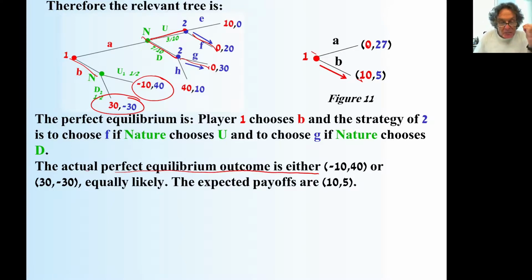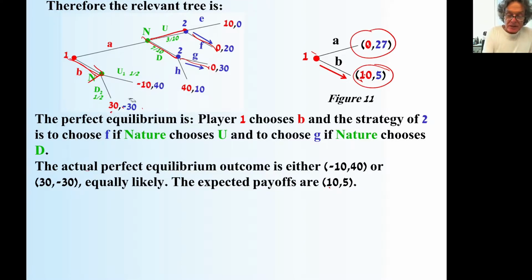So player one based his decision to go B purely on his expected payoff. He compares his expected payoff here is 0, his expected payoff here is 10. So he goes for B, but he will never get 10. Actually, he will get either 30 or negative 10, but the average of the two, half-half, is 10. So the expected payoff for 1 is 10 and for 2 is 5, but what they will actually get is either 30 and negative 30 or negative 10 and 40. So on expectation, what happened is exactly what I described.